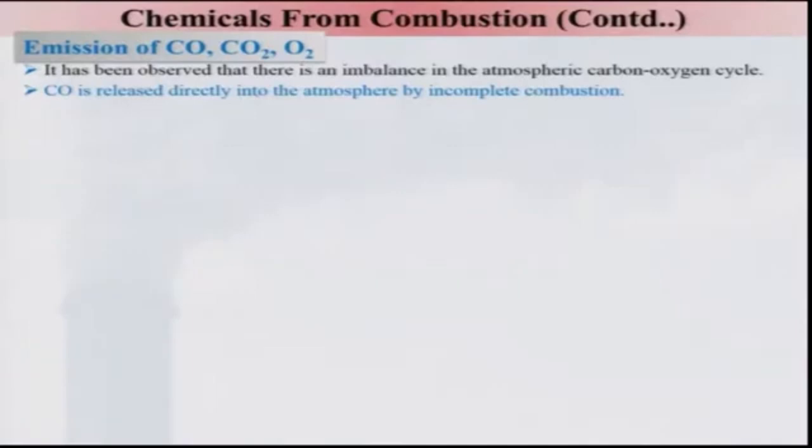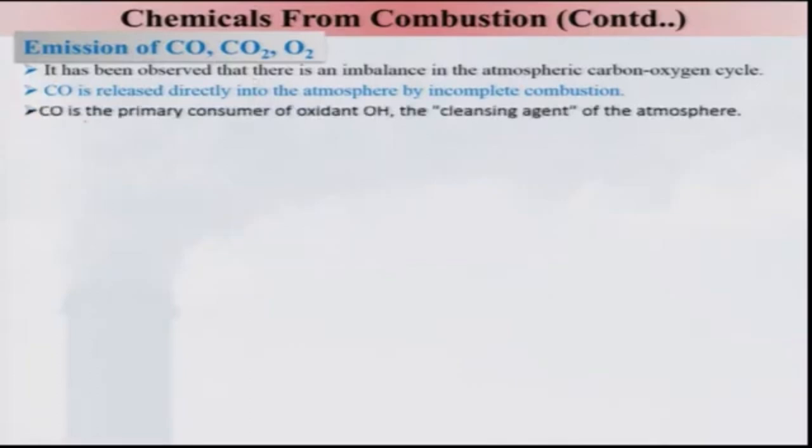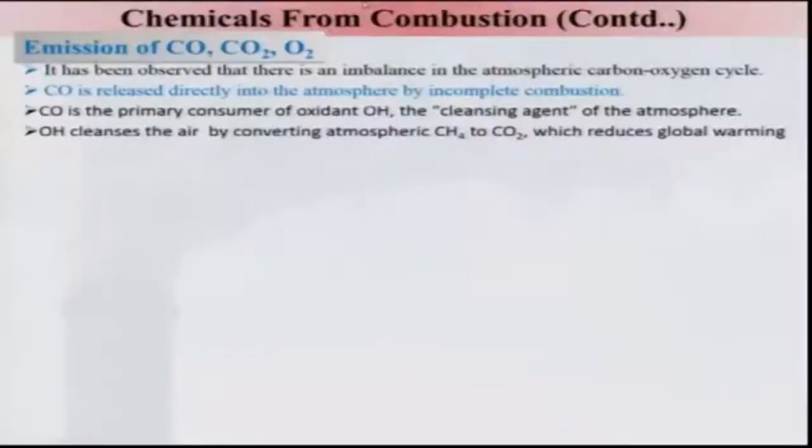Let us look at carbon monoxide, which is released directly into the atmosphere by incomplete combustion, as we already know. Carbon monoxide is the primary consumer of OH. OH is a radical and it reacts with any molecule. It is there in the atmosphere from various sources and acts as a cleansing agent of the atmosphere. However, the amount of OH oxidant in the atmosphere is limited. Now, if you produce more carbon monoxide, then the OH is consumed by the carbon monoxide itself.